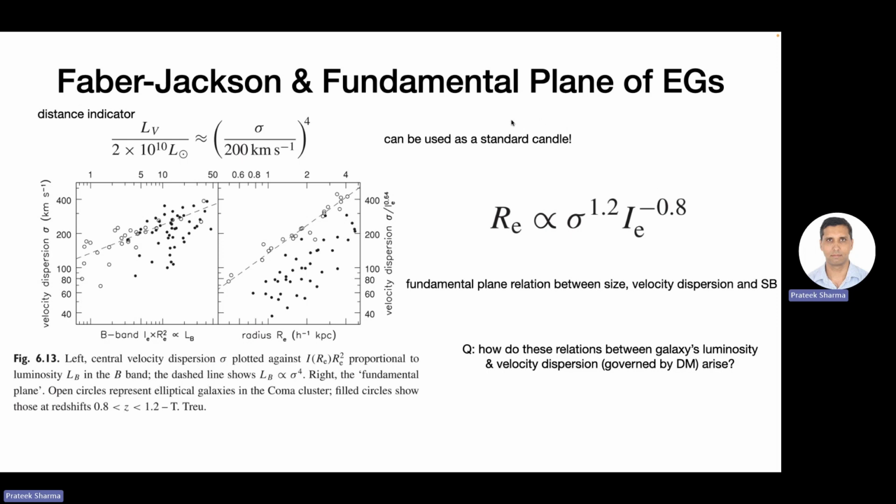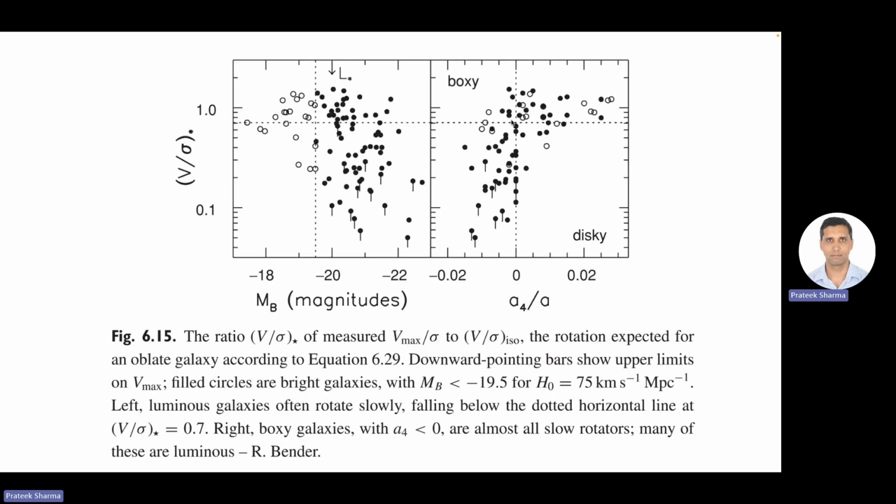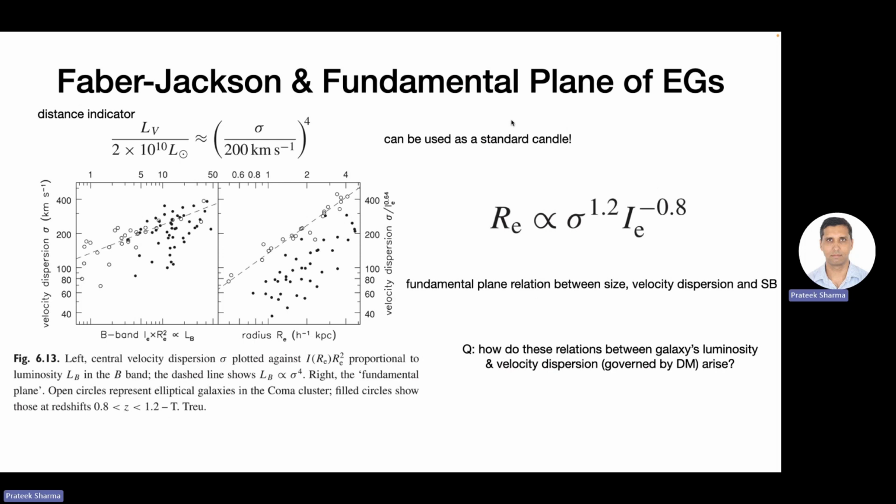Okay, so all this is fine. Elliptical galaxies can also be used as a standard candle. Standard candles are very precious. Knowing distance in astronomy is very important. Now, how can you use elliptical galaxies as standard candles? So the idea is the following.